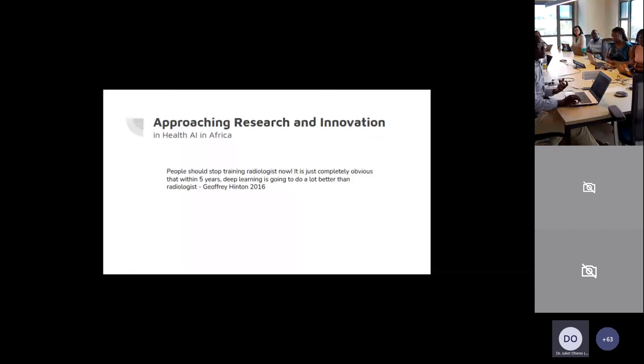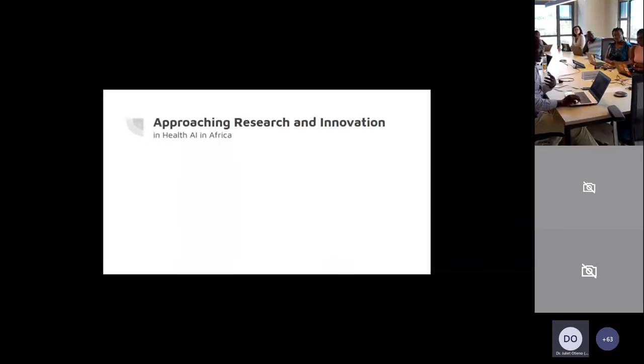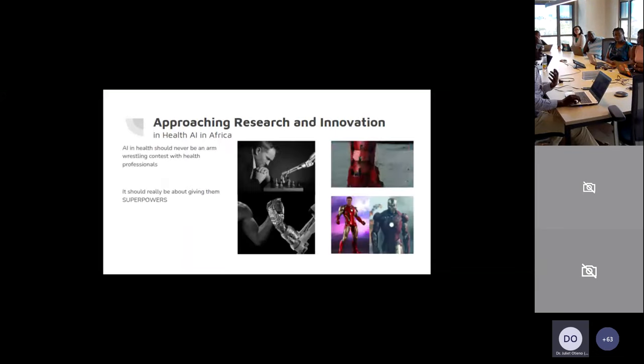When we are approaching health AI, I think it's very important to know that we are not really here to contest with doctors, contest with nurses, but we're actually here to give them superpowers, you know? AI in health should never be an arm wrestling contest with health professionals, seeing if you can perform better than them, but really seeing how you can give them an Iron Man suit so they can go out there and do their duties more proficiently and more efficiently, as you can see from the GIF I tried to show you. So it really should be about giving doctors and nurses and other healthcare professionals superpowers.